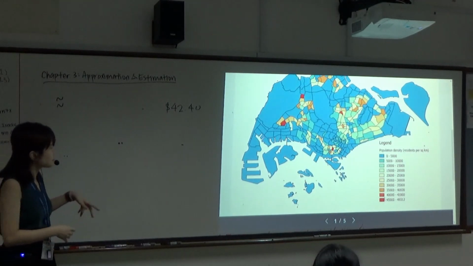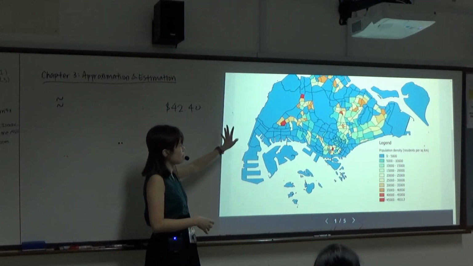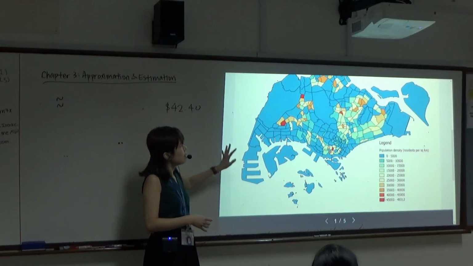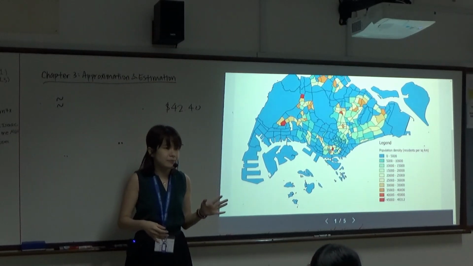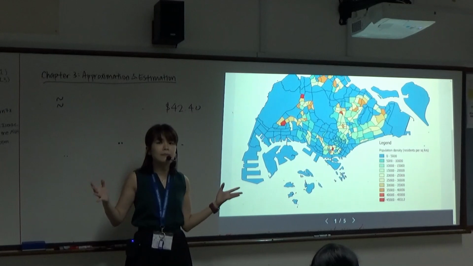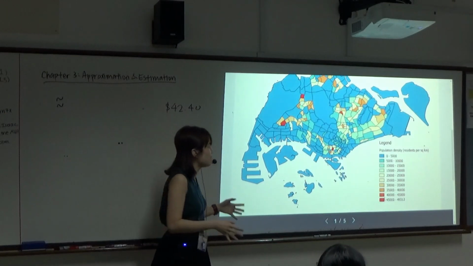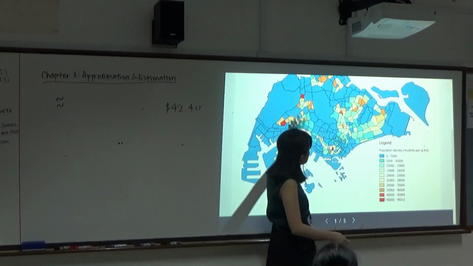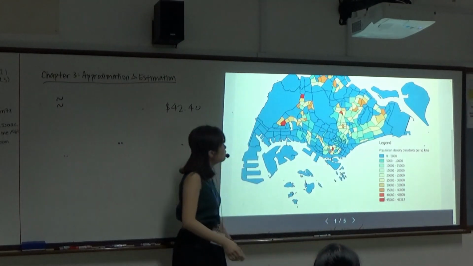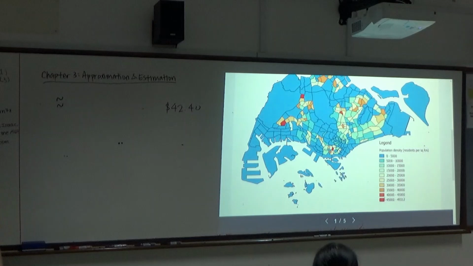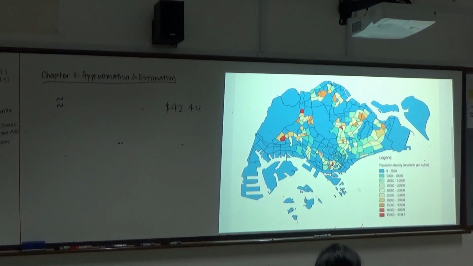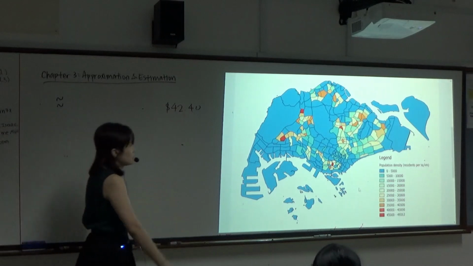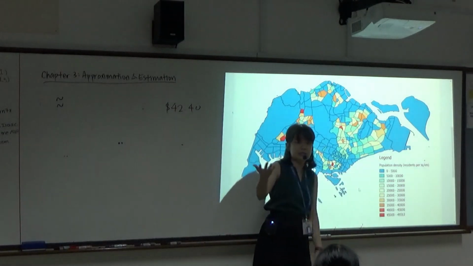So this map really shows what the population density is like in Singapore. What if I want to estimate how much of Singapore's land has a population density of 0 to 5,000? We're just looking at the blue parts. How would you give a number to this? Any ideas? Any suggestion? Half of Singapore is about 0 to 5,000. Anybody else has a different number?